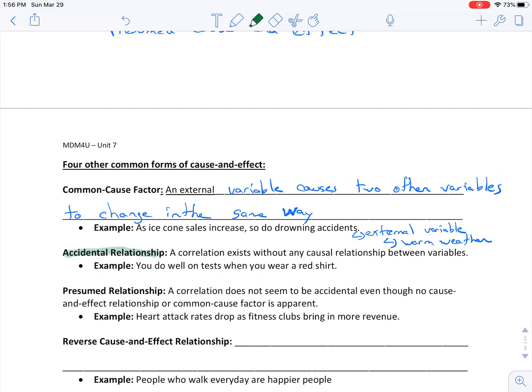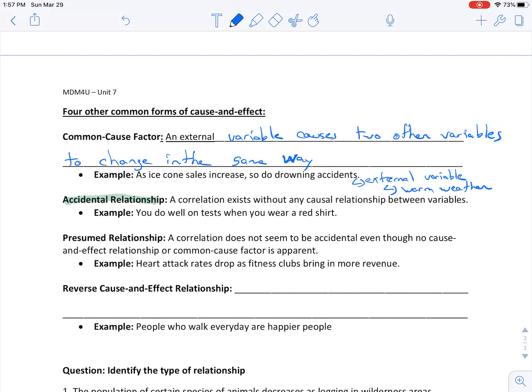Then there's things like the accidental relationship. And so you get a correlation that exists without any causal relationship between the variables. So two random things that might increase. And so things like you do well on tests when you wear a red shirt. And so this is an accidental relationship that happens. Or if you take any two connections that have nothing to do with each other, but they both happen to be changing.